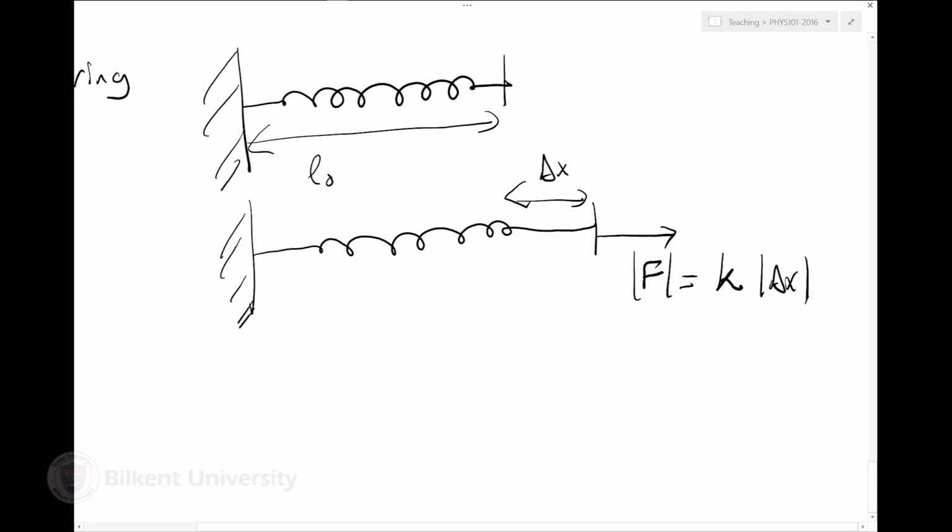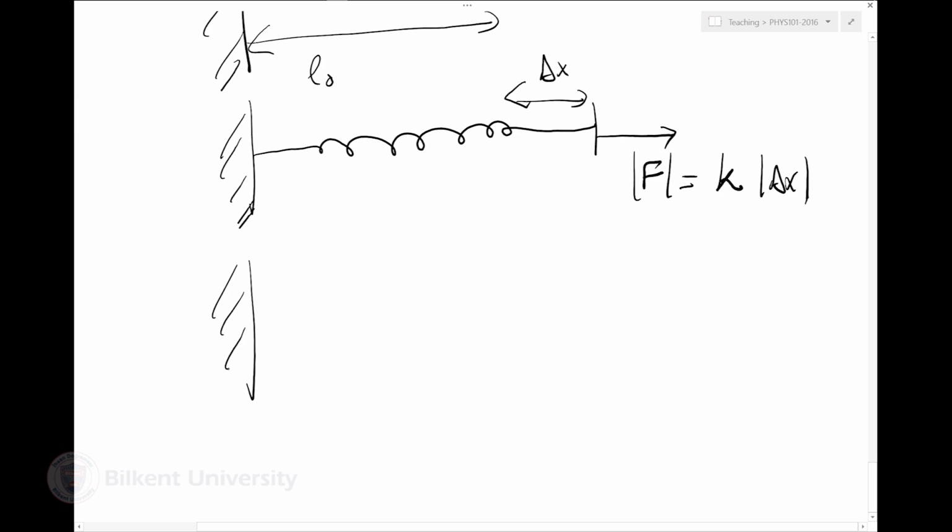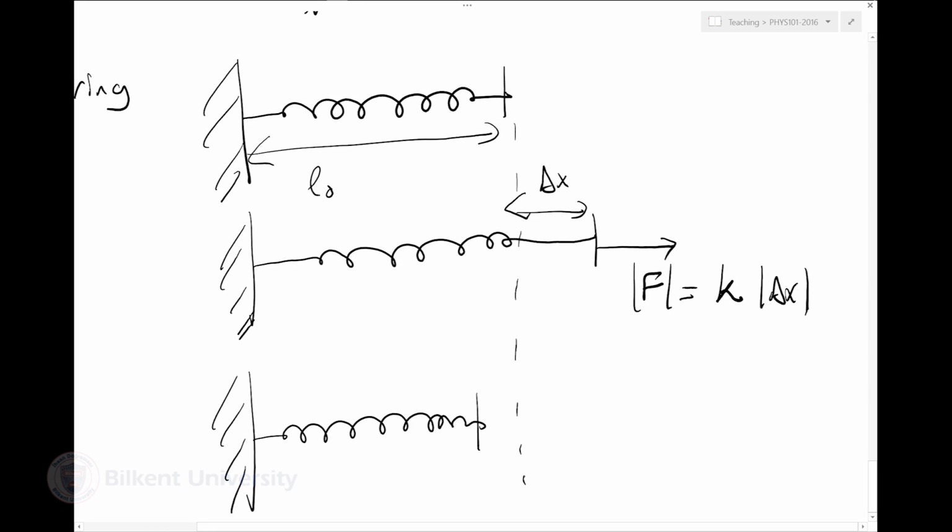And it actually works even more nicely if I want to compress the spring. By an amount delta x, I again need to apply a force, but this force will now change direction. That force magnitude again obeys the same formula.